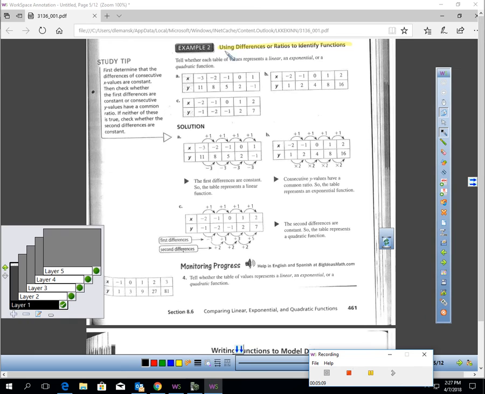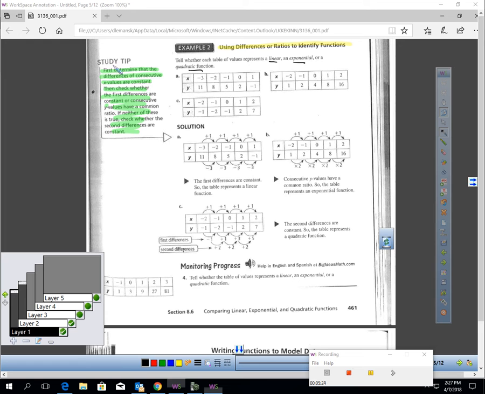Okay, so let's actually take that previous slide, and if you're like, I'm not really sure what you're talking about, let's talk about the previous slide. We are going to use the previous slide to figure out, are each of these three tables linear, exponential, or quadratic? Now, there's a little tip here. They say first determine that the differences of the consecutive x values are constant, then check whether the first differences are constant or consecutive y values have a common ratio. If neither of these are true, check whether the second differences are constant. That doesn't sound easy, okay? It is easy.